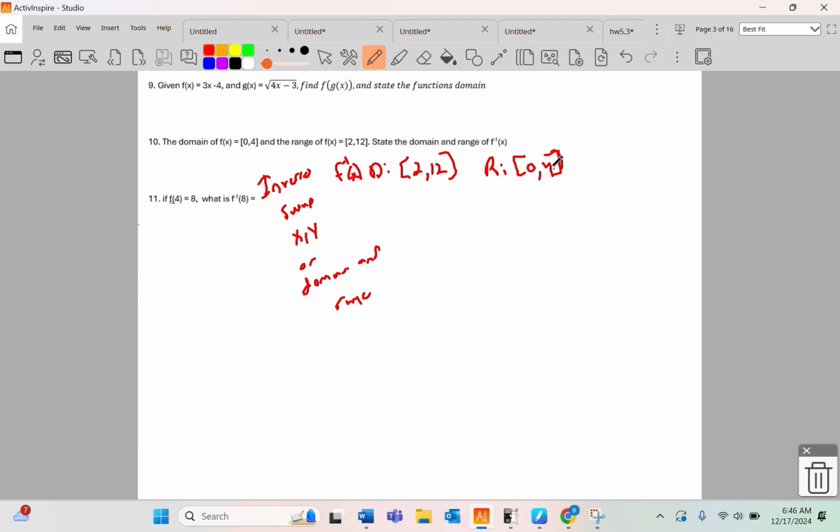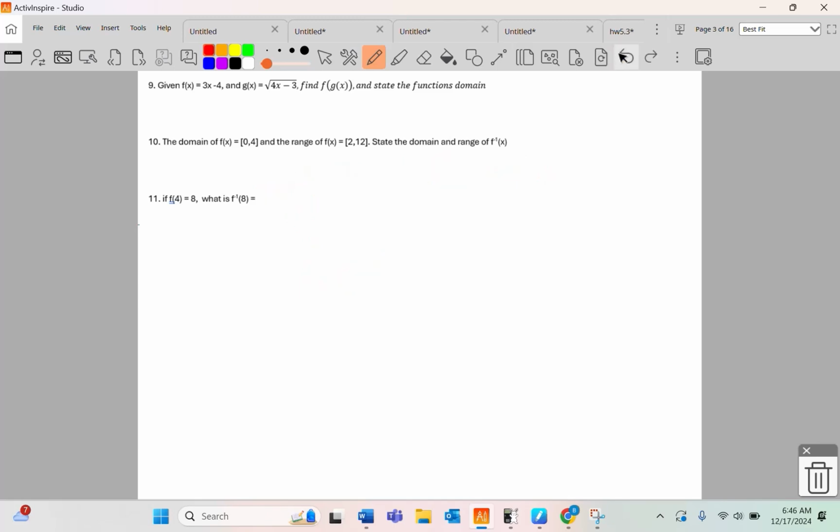Just forgive me, I'm still a little shaky, so the handwriting is probably worse than usual. If f of 4 is 8, what is f to the negative first of 8? So I want you to pay attention that this was x and this was y. And this is the notation for inverse. So here we're talking about things being swapped. X became y, so y has to become x. Easy peasy.